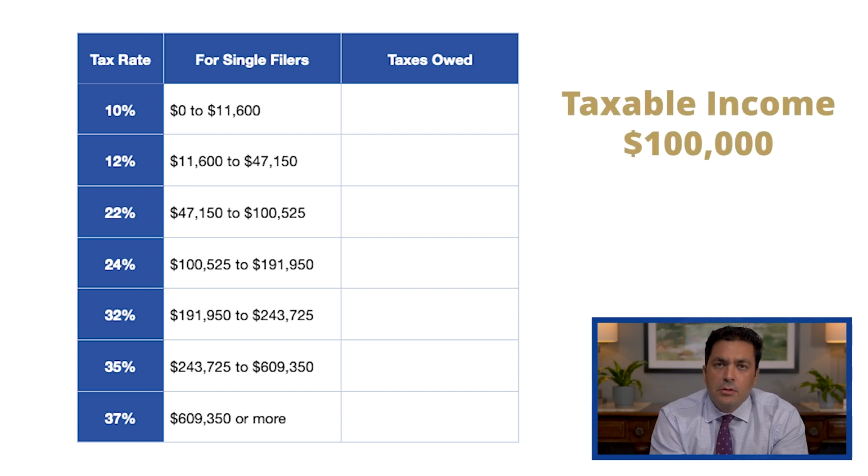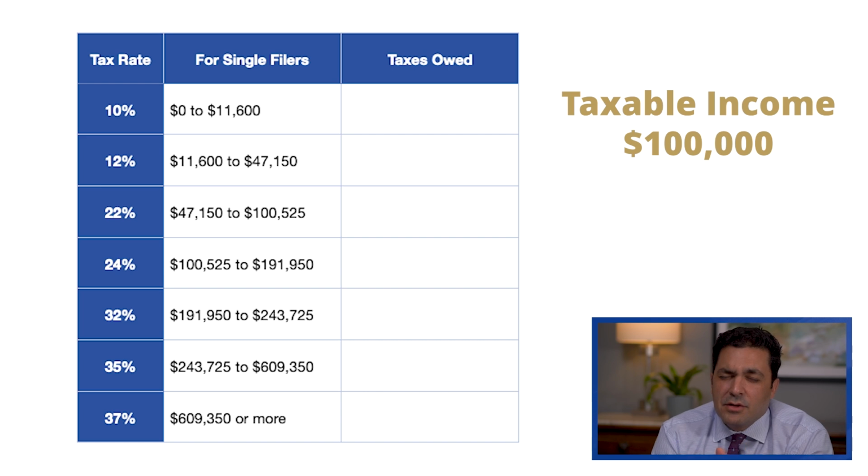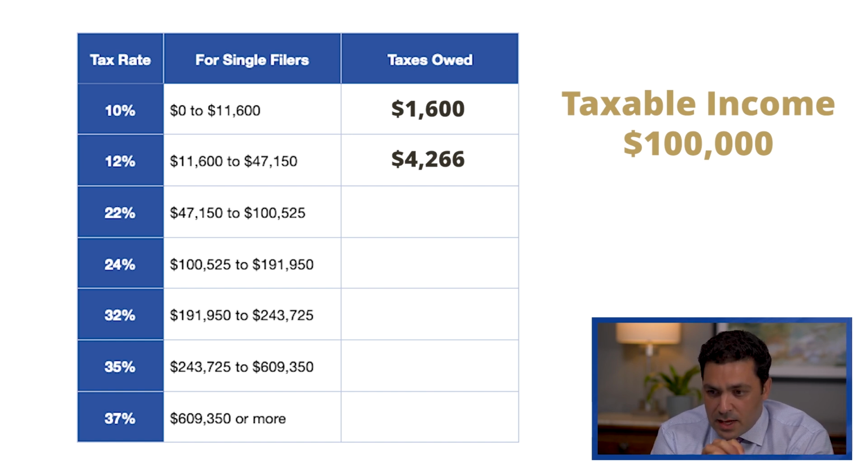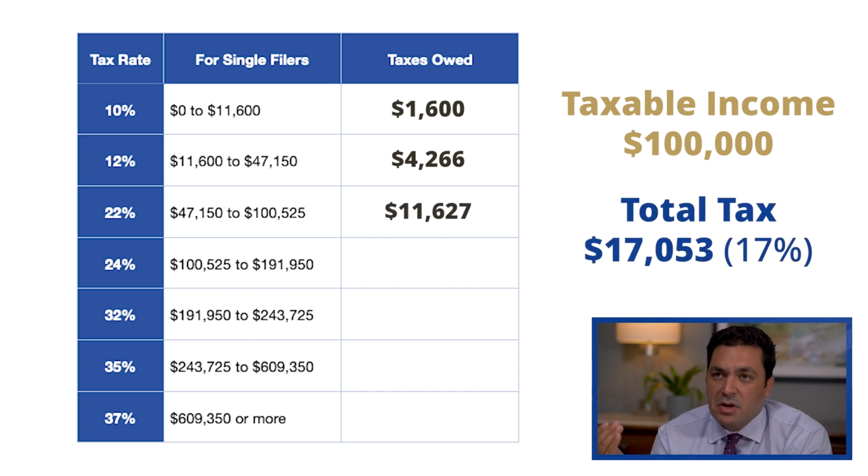They are single, filing singly. From $0 to $11,600, you're paying $1,160, 10% bracket. From $11,600 to $47,150, you're in the 12% bracket. And then from $47,150 to $100,000, you're in the 22% bracket and you're paying $11,627. So you can see that even though you're in the 22% bracket, it's not 22% of all your income. It's just on that portion that's above $47,150. So that's the way to understand progressive tax brackets.